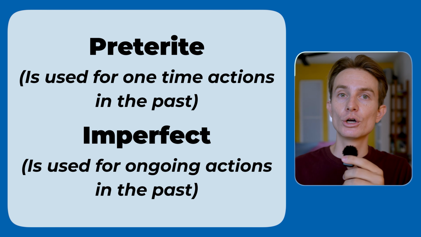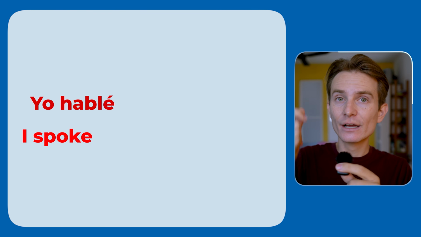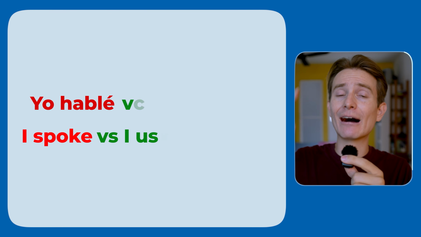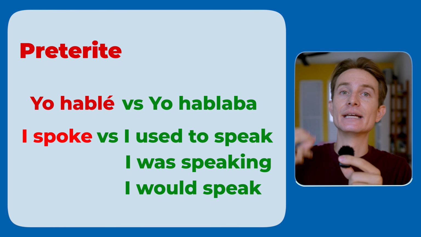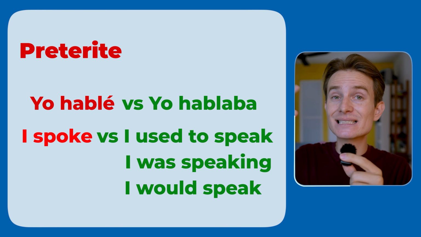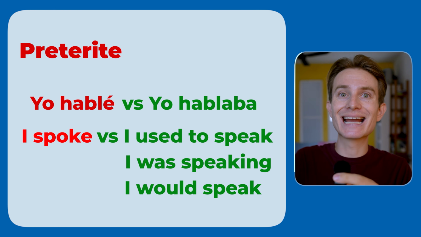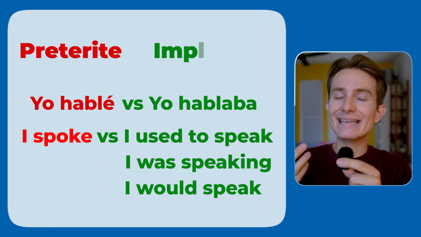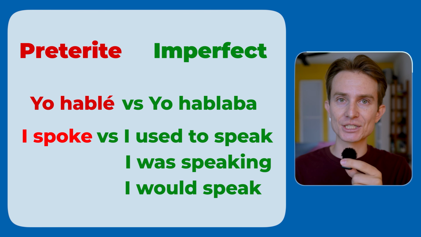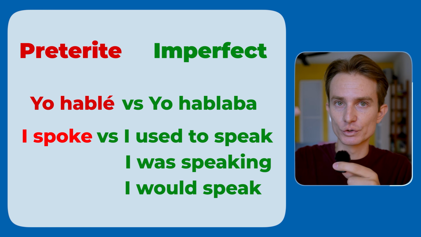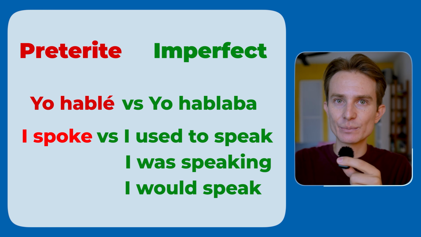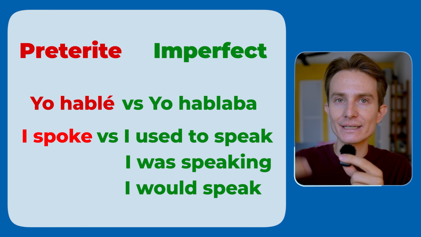For example, yo hablé versus yo hablaba. So, yo hablé is preterite and it would mean I spoke, right? I wasn't speaking, I didn't used to speak, I spoke. The imperfect is for ongoing actions in the past, so that would mean something like I used to speak, or I was speaking, or I would speak.